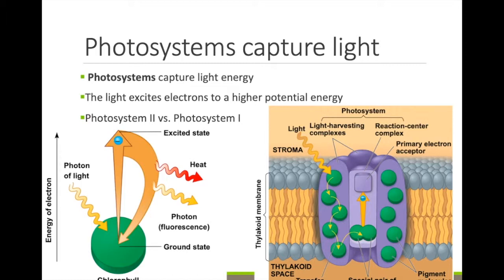There are two photosystems in photosynthesis. They were named Photosystem 1 and Photosystem 2 based on the order that they were discovered by scientists. However, keep in mind, when we get to photosynthesis, that Photosystem 2 goes first and Photosystem 1 goes second. So it's a little backwards.